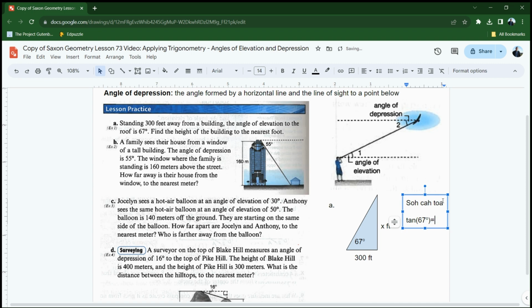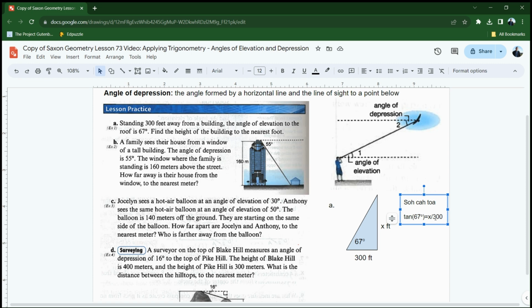The tangent of your angle equals, let's see, the opposite side. Well, the opposite side is the unknown. So I'm going to put x over the adjacent side. My adjacent side is 300 feet. So that's what I'm going to plug in for adjacent. And then I should be able to solve this. So the tangent of 67 equals x over 300. The tangent of 67 is just some number. It's a ratio.